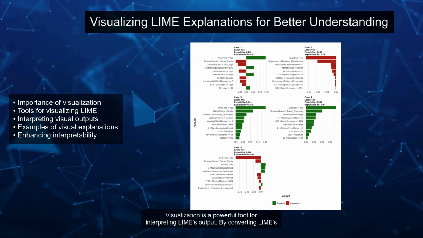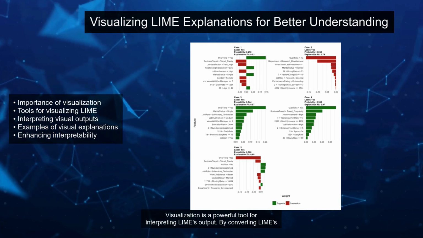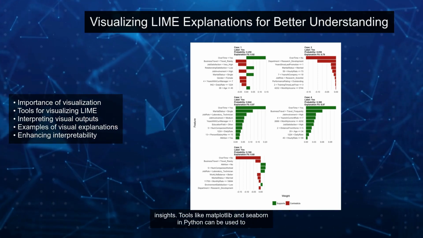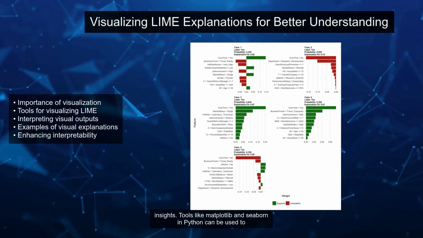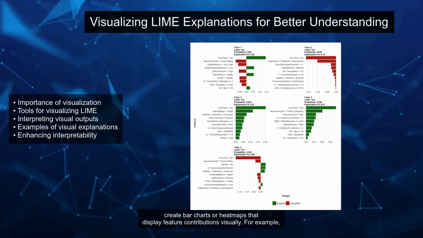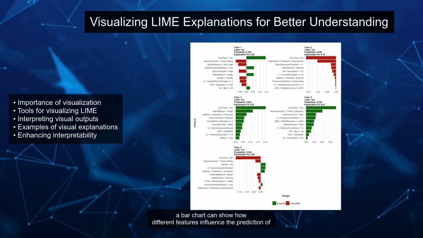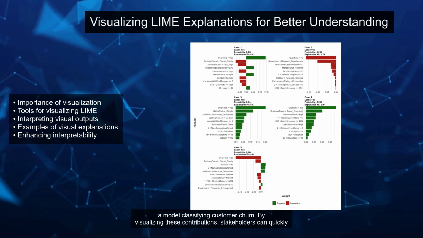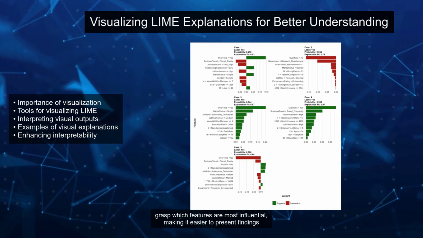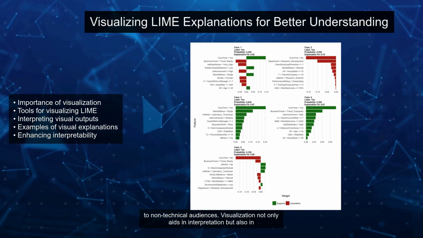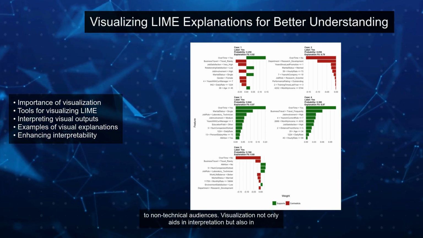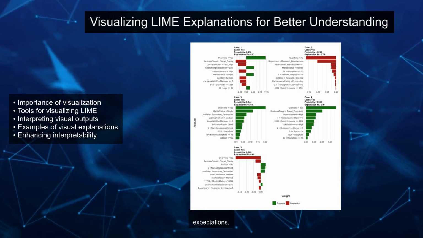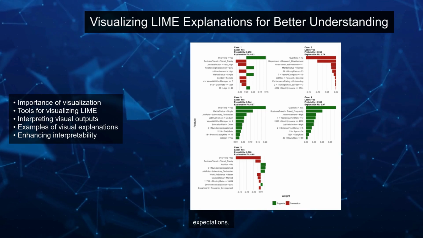Visualization is a powerful tool for interpreting LIME's output. By converting LIME's explanations into visual formats, you can enhance understanding and communication of model insights. Tools like Matplotlib and Seaborn in Python can be used to create bar charts or heat maps that display feature contributions visually. For example, a bar chart can show how different features influence the prediction of a model classifying customer churn. By visualizing these contributions, stakeholders can quickly grasp which features are most influential, making it easier to present findings to non-technical audiences. Visualization not only aids in interpretation but also in validating the model's behavior, ensuring that it aligns with domain knowledge and expectations.